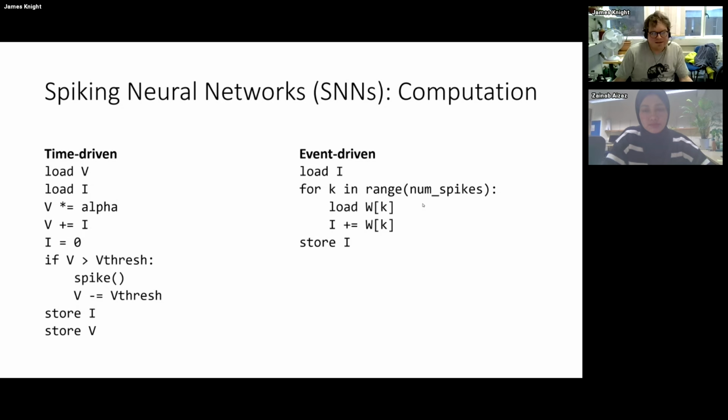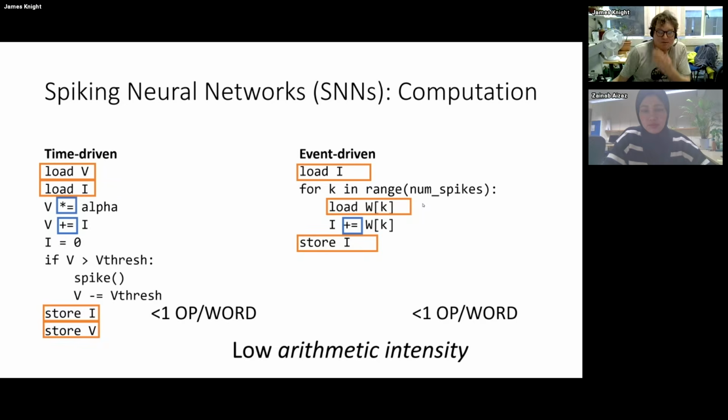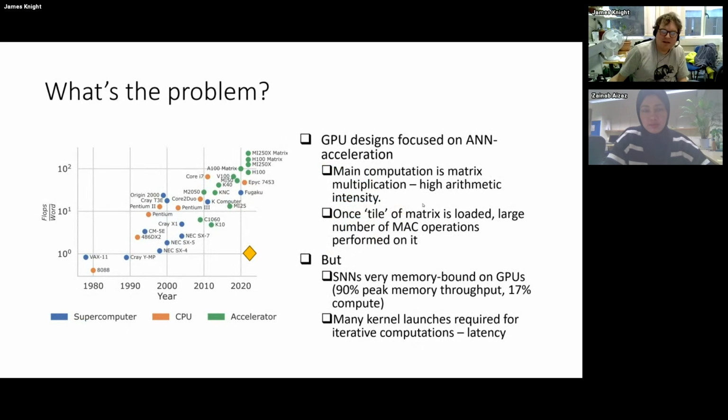You don't need to really grasp the full detail of this, but the key point is that it's very memory bound. We've got four memory instructions in this time-driven bit. We've only got 2 arithmetic instructions. So the arithmetic intensity of this kernel is less than 1 op per word. And this is an even more extreme case. This is written in such a way that it looks better than it is, but you've again got less than 1 op per word arithmetic intensity. So very low, especially when you consider GPU designs.